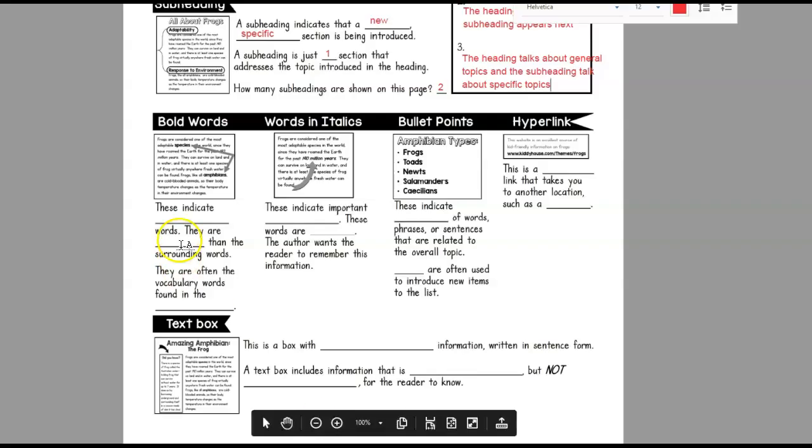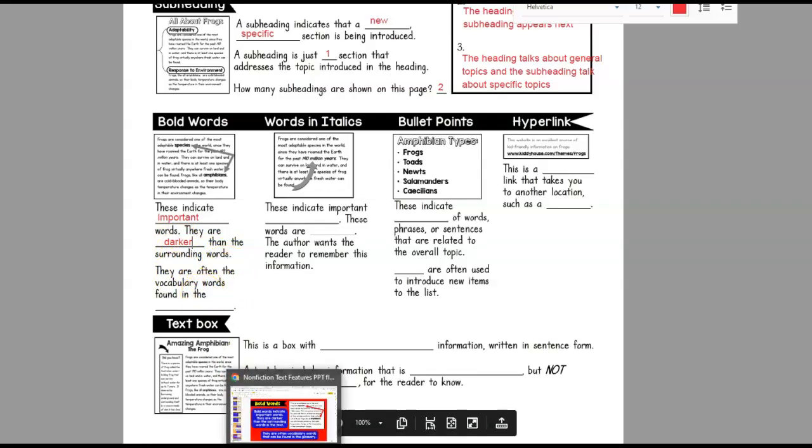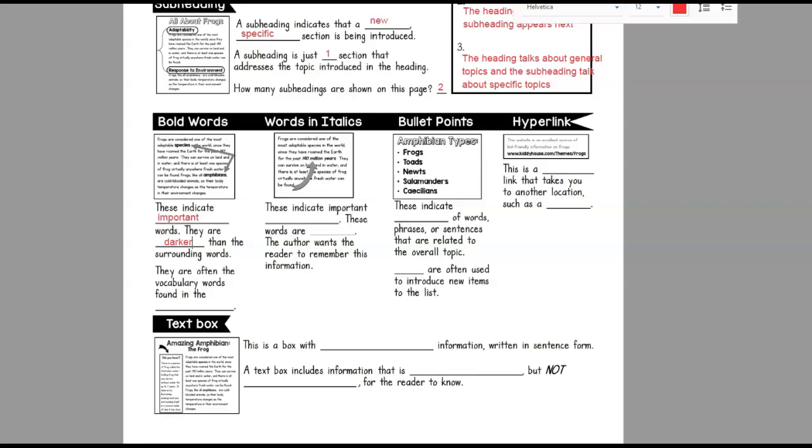I remember reading that. These indicate important words, and they are darker than the surrounding words. They are often the vocabulary words found in, let's go back and look, they are often found in the glossary. So when we go to the back of the book, we can often find these words. So let's go ahead and fill that in too.